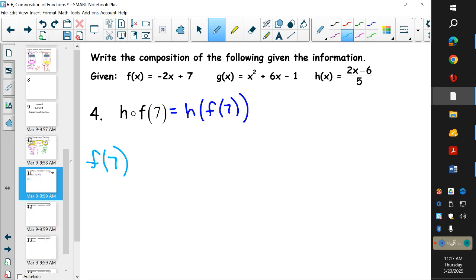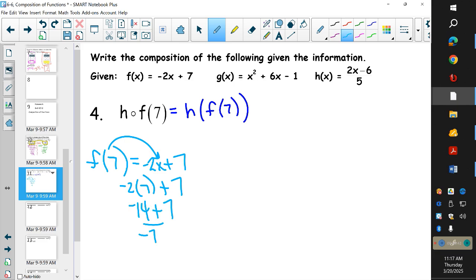What is F defined to be? Negative 2x plus 7. So every single place I see an x, what goes in its place now? A 7. So I have negative 2 parentheses 7 plus 7. What is negative 2 times 7? Negative 14 plus 7. What does negative 7 represent? F at 7.